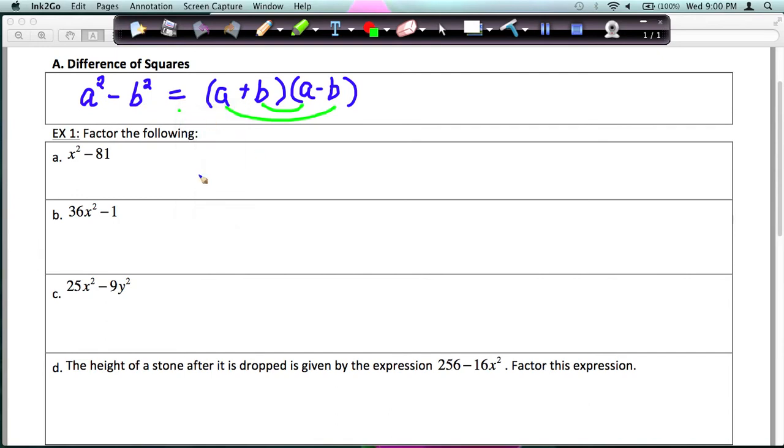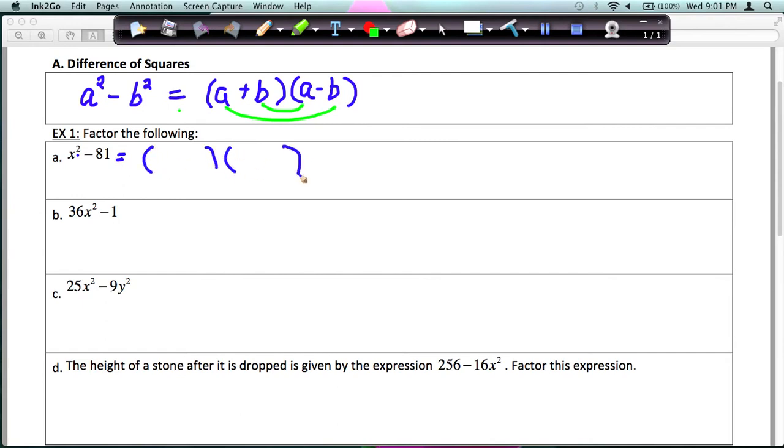So let's use this example. We have x squared minus 81. This is two terms. The only way two terms can factor, or one of the ways it can factor, is if it's a difference of squares. This is a difference, meaning it's subtraction. And both of these can be written as a number squared.